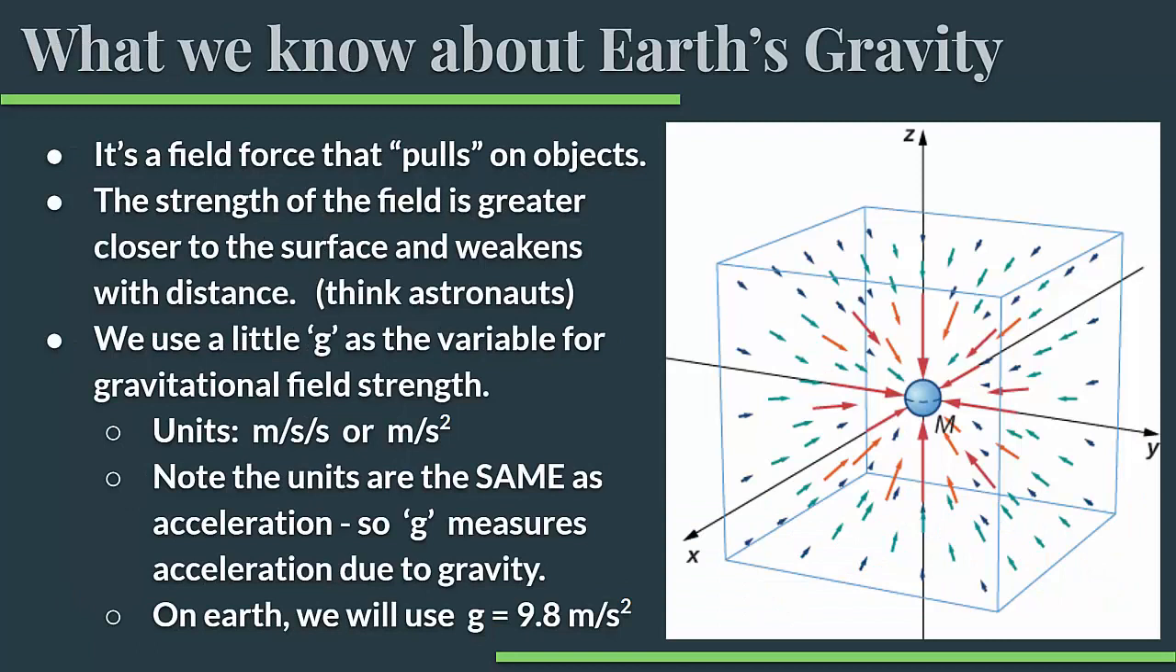Okay, so what do we know about Earth's gravity? We know that Earth's gravity is a field force that pulls on objects, and that the strength of the field is greater the closer you get to the surface, and it weakens with distance. You can think about astronauts in space or in the space station. They're basically weightless because they're far enough from the Earth, and yet the space station is still in orbit around the Earth. And so there is still the field from the Earth's gravity pulling on that.